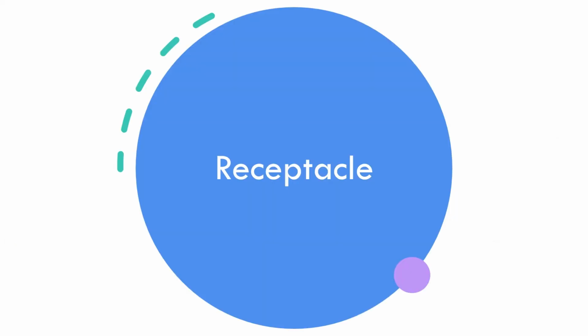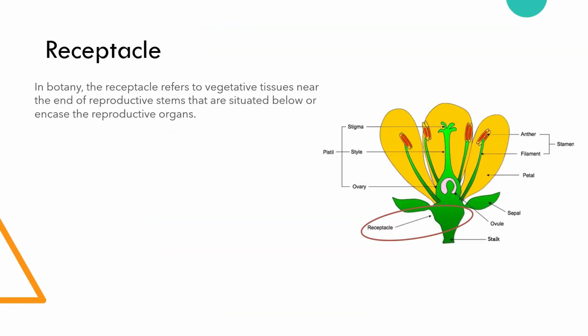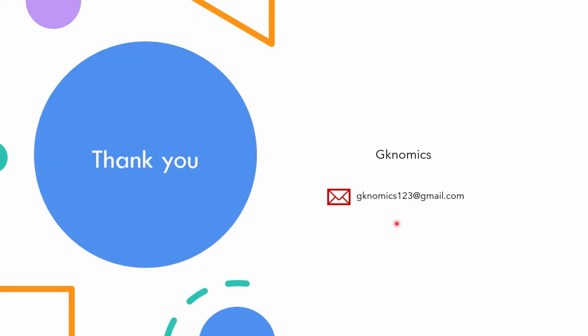So there is the receptacle. I thought this was the last one. Yeah, this is the last one. Okay. So in botany, the receptacle refers to the vegetative tissues near the end of the reproductive stems, aka this thing, that are situated below or encase the reproductive organs. This is below. That's it, receptacle.